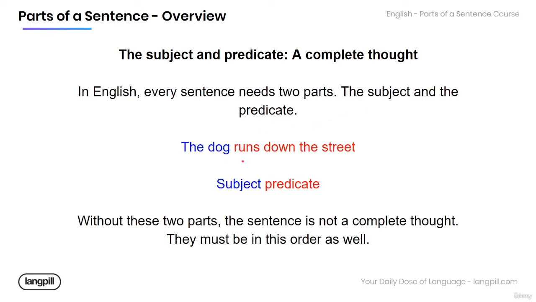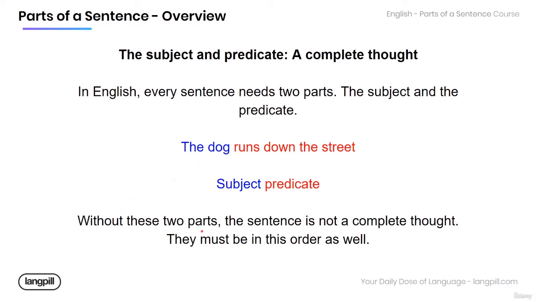Let's look at these examples. The dog runs down the street. Okay, here, the subject of our sentence, or who or what the sentence is about, is the dog. And the predicate will be the rest of the sentence here. So we have the subject and then the predicate. The predicate tells us what the subject is doing.